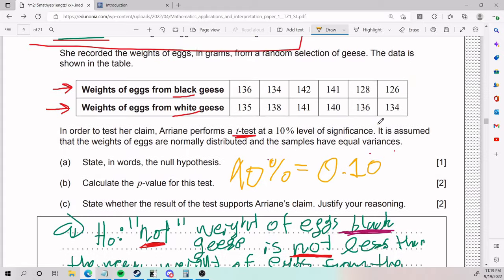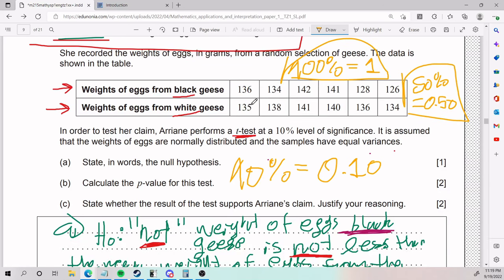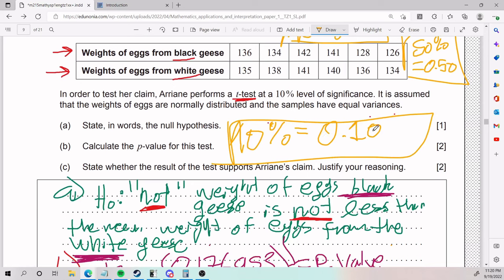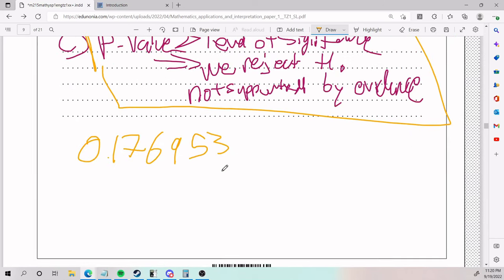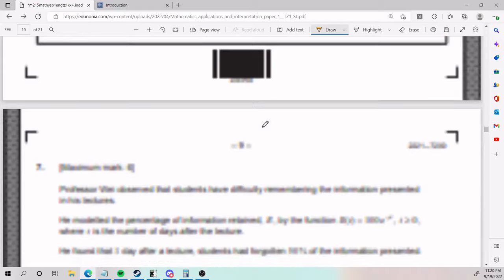Another way you can look at it is that 100% is the same as 1. And 50% is the same as 0.50. So if you remember some of these key values, you can figure out any percent as a decimal. See, 10% has to be 0.10. Cool. So is this true? The answer is yes, it's true. So if yes, it's true, we reject H0. Ariane's claim is not supported by the evidence. That is parts A, B, and C.